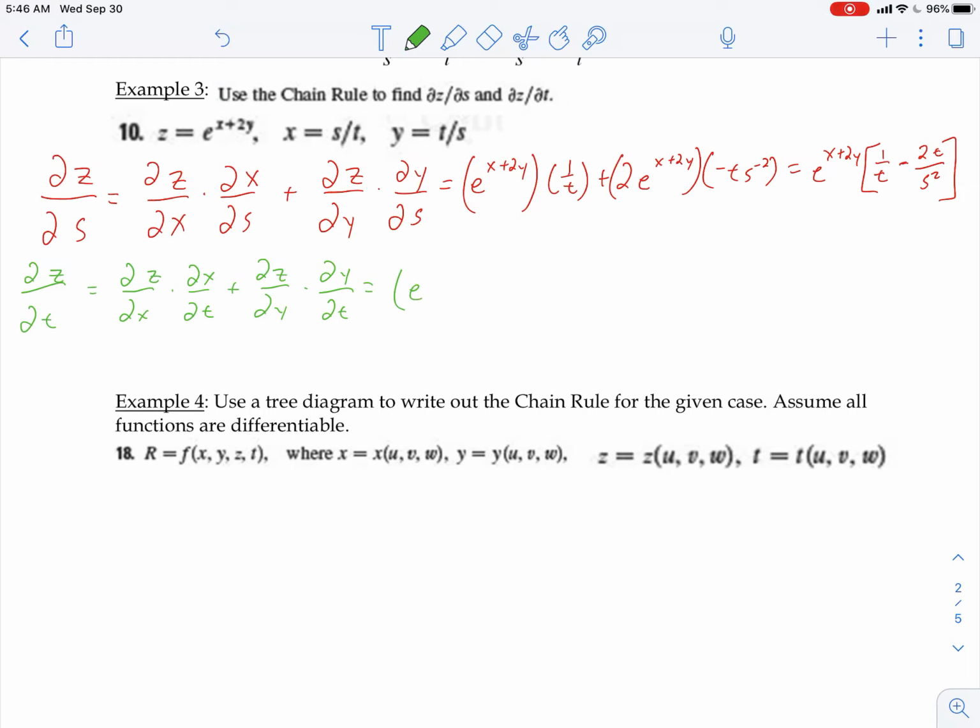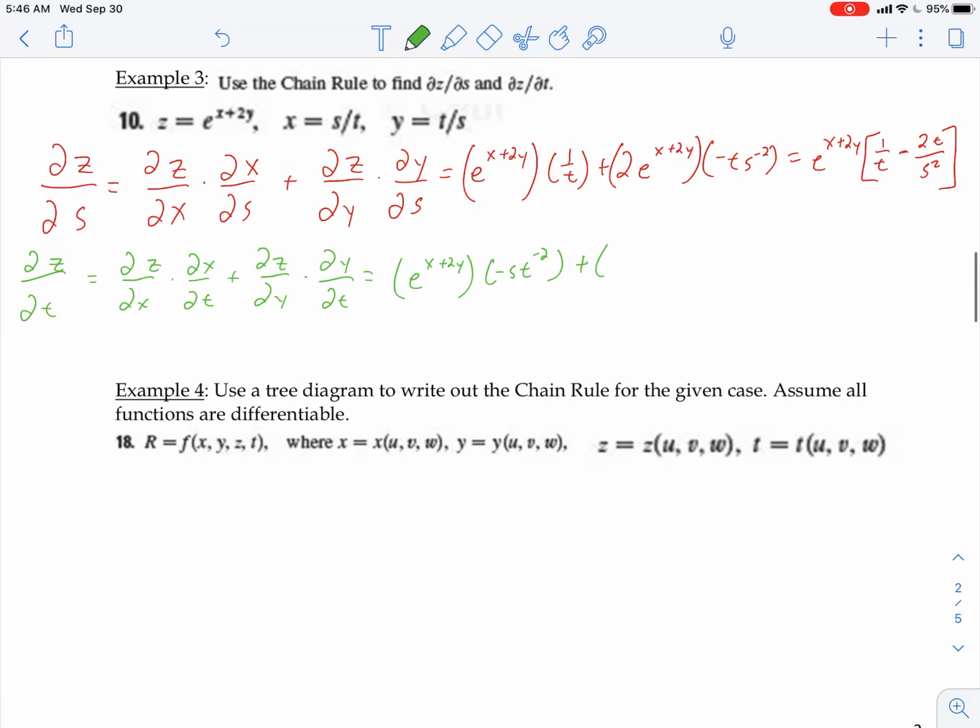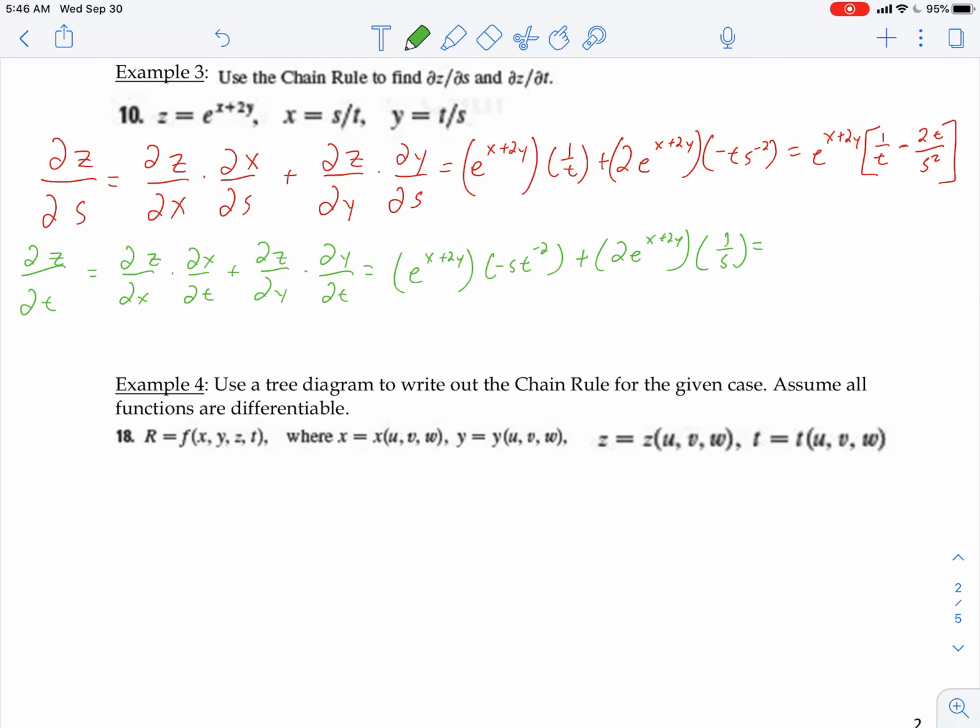So again, what's nice about this is that first part is going to be the same, the derivative of our function with respect to x, so e to the x plus 2y. Now the derivative of s over t is going to be negative s t to the negative 2 power, plus the derivative of z with respect to y, which is 2e to the x plus 2y, times, in this case, the derivative of y with respect to t, which is just going to be 1 over s.